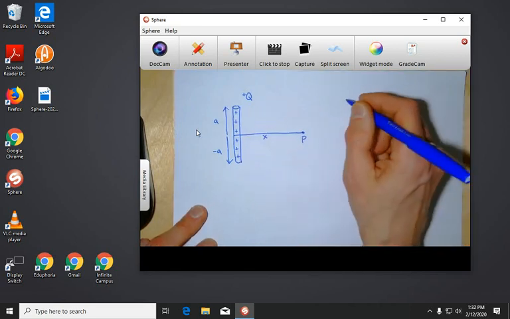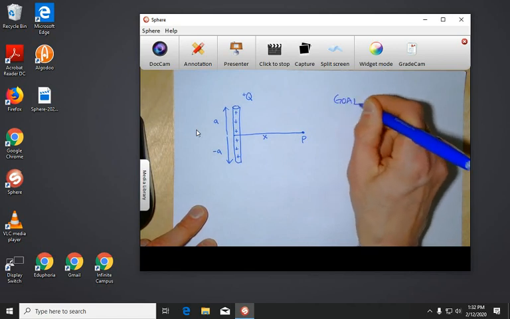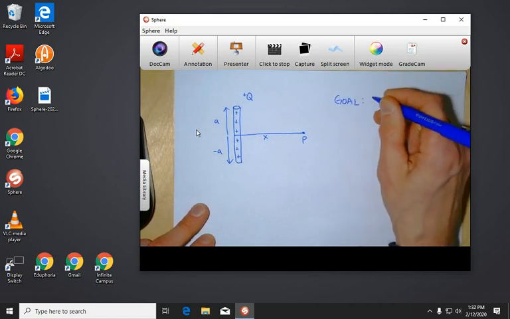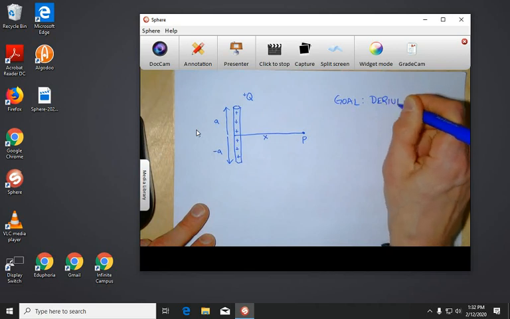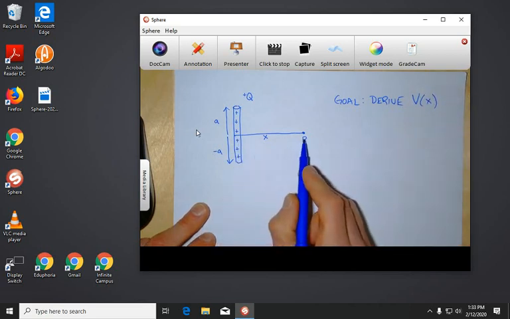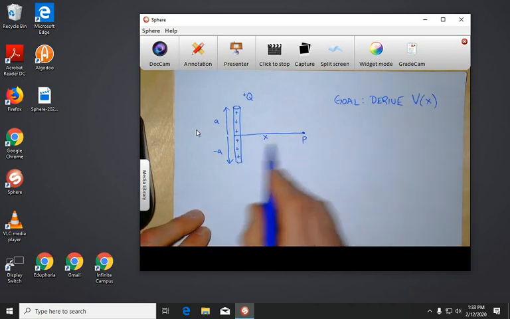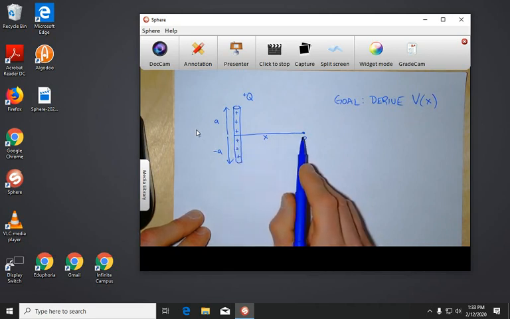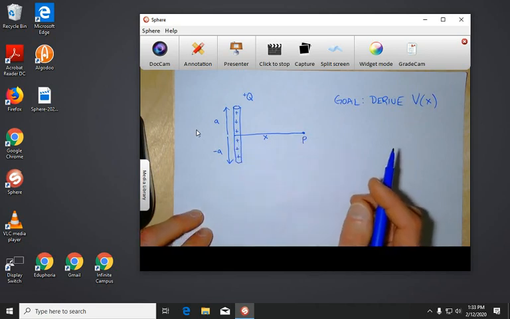Okay. So our goal is going to be to derive the potential, or the voltage, as a function of x. And so we would expect to get a function that gets smaller as you get farther away from the line segment.